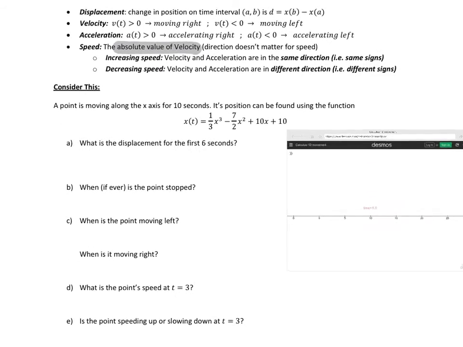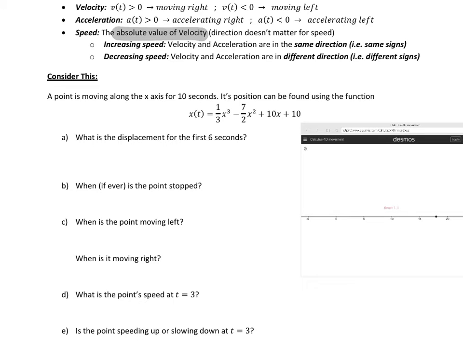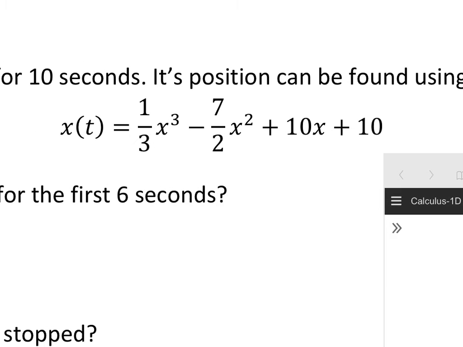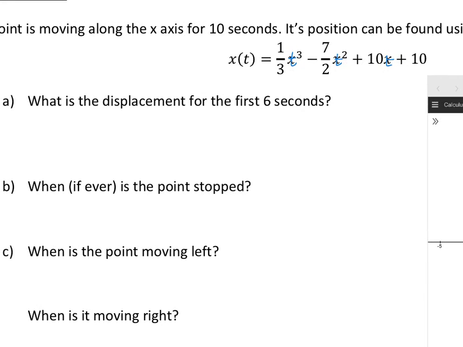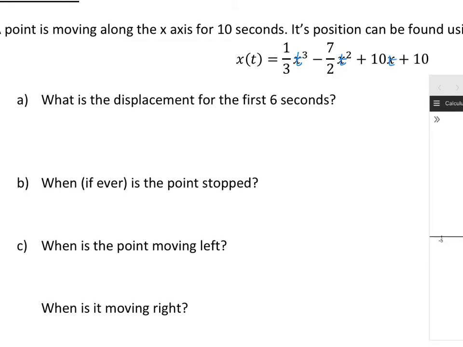Okay, well, let's think about this here. So here's our function that we just saw. And these should be t's here, a little typo there. We'll roll with it. So these are x of t. So these are t's. So the question is, what's the displacement for the first 6 seconds? Well, displacement is how far it's moved. So we can say our displacement is x of 6 minus x of 0.